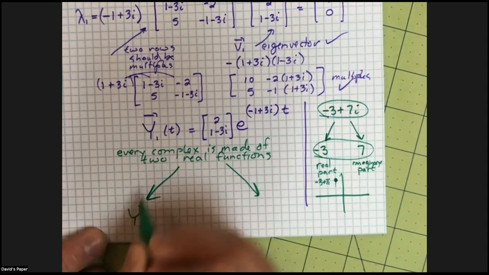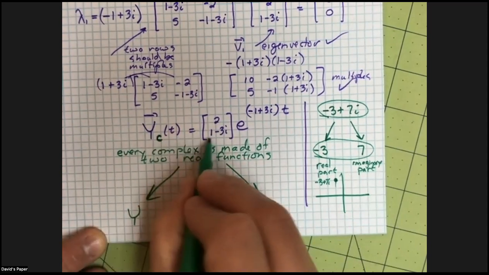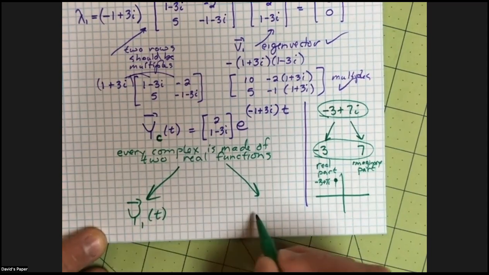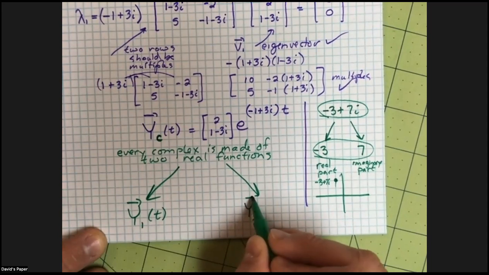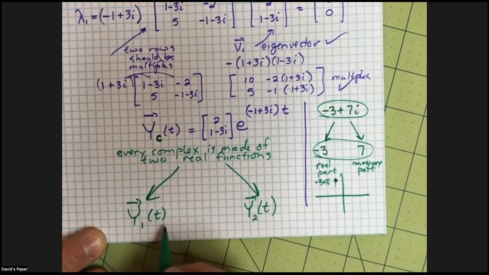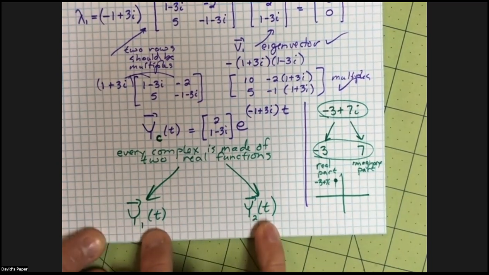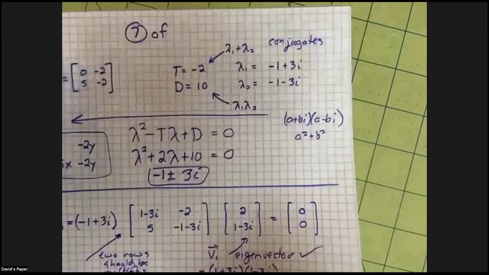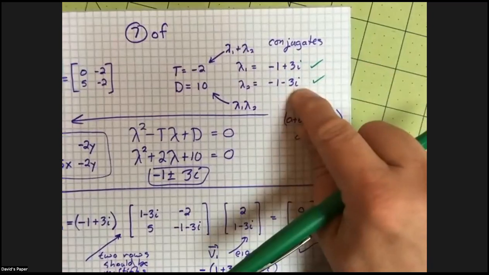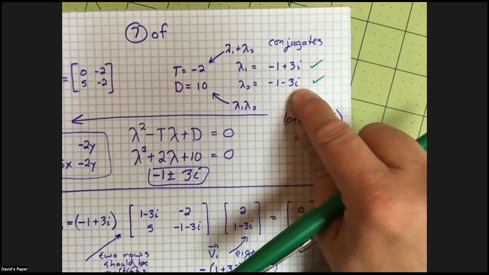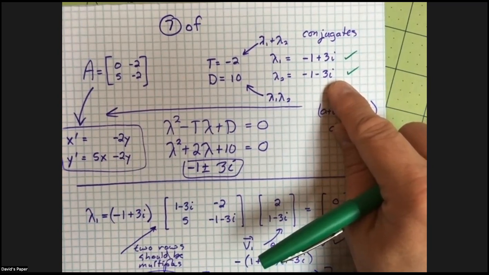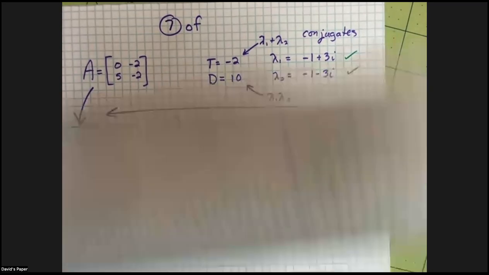And these two real answers, let's call this YC for complex answer. These two real answers will be the two linearly independent real answers that I seek. And then because I have two linearly independent real answers, I won't have to repeat the calculation with the other lambda. In fact, if I repeat the calculation with the other lambda, I will get the same two functions, essentially copies of the same two functions. And I do have a handout in the packet that demonstrates that, but we'll have to look at it more carefully later.